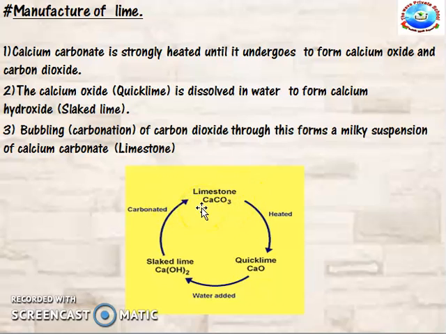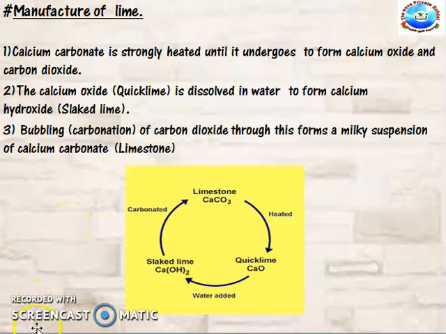Got this? See, limestone is heated, it's converted into quicklime. Then in quicklime, we add water, it is converted into slaked lime. And in this, when there is bubbling of carbon dioxide, it is again converted into limestone. Clear with this, the manufacture of lime?